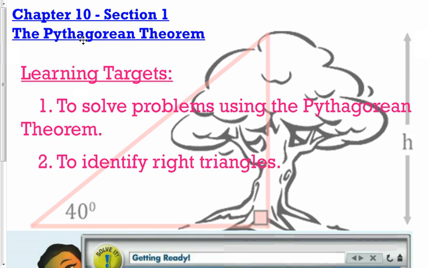But if you look at the picture in the background, there's a tree and there's a right triangle, and we're going to be doing stuff with right triangles today. So my made-up song wasn't totally out of this world.